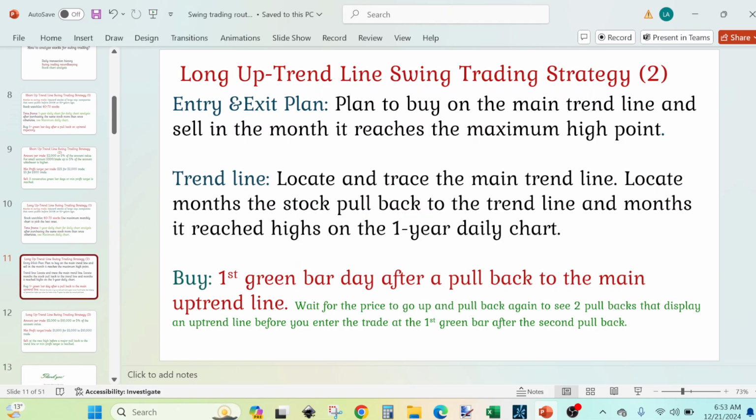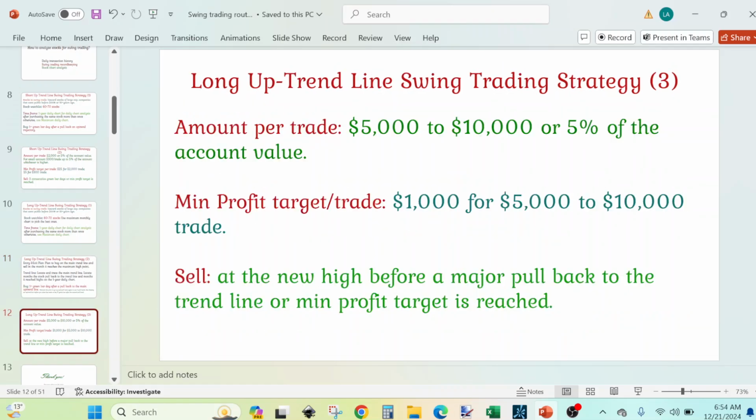So we are going to locate, and we did that already, the long trend line that we'd like to buy on, and enter at that line when it starts moving forward from that line, and we aim for a higher profit, and we allocate a higher dollar amount per trade, and sell it when the minimum profit is reached, or when the new high that we are targeting is reached.